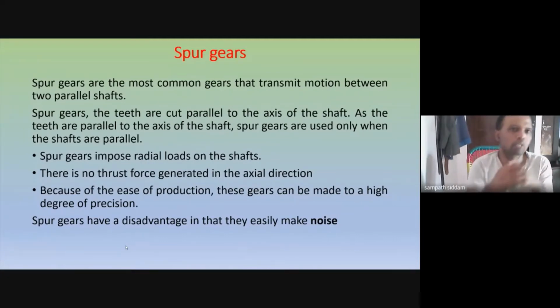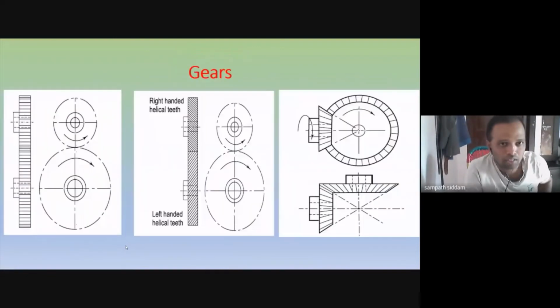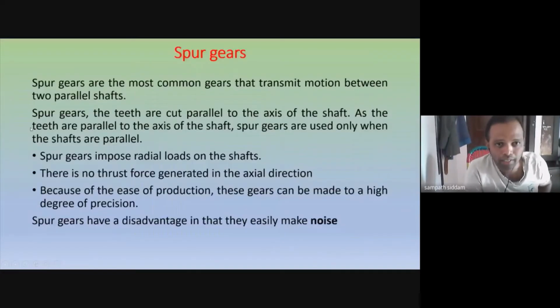What is a spur gear? Spur gears are basically used for power transmission when your shafts are parallel, one after the other. In spur gears, the teeth are cut parallel to the axis of the shaft. This is your shaft, and the teeth are cut parallel to the axis of the shaft. These are used only when shafts are parallel, which I told you earlier.